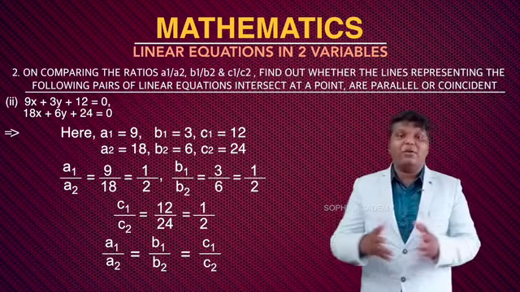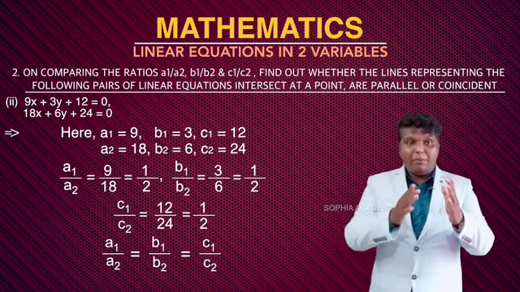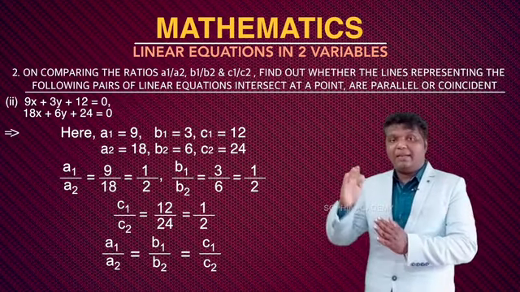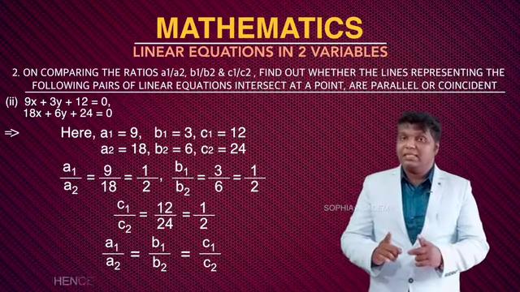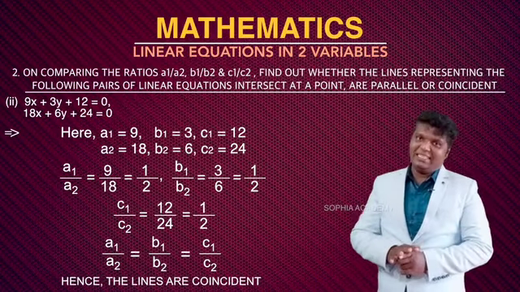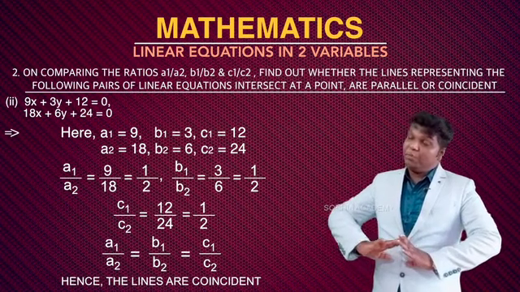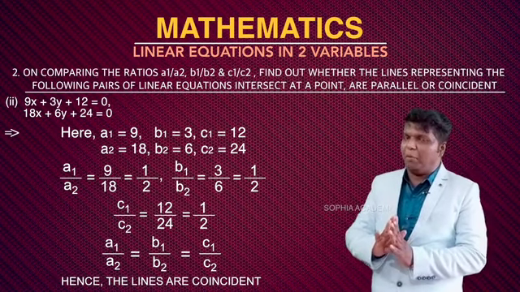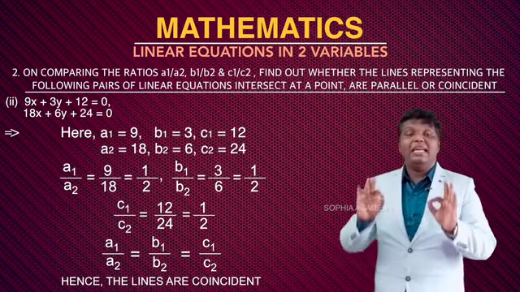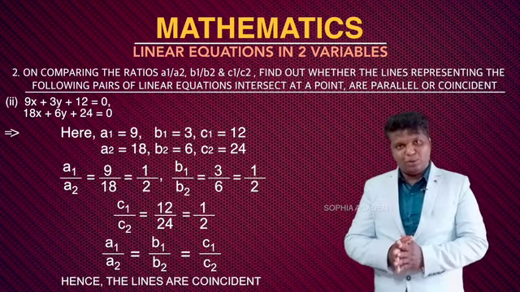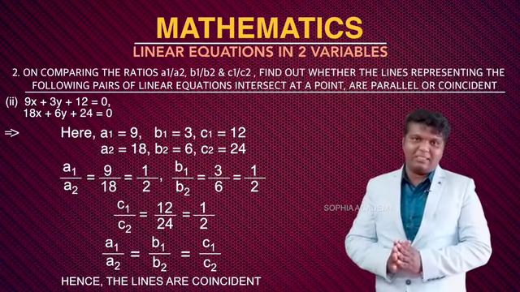If all the ratios are equal to each other, what does it mean? If a1 by a2 is equal to b1 by b2 and that's also equal to c1 by c2, it means that the lines coincide each other. Coincide means they are going to meet in every point. If they are meeting in every point, it means that there are infinitely many solutions, right? And it is consistent also.